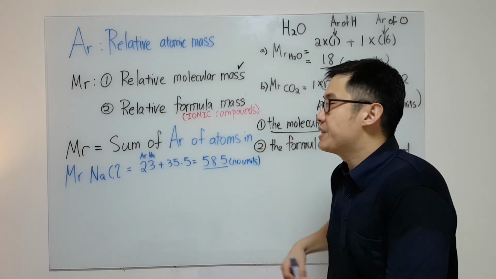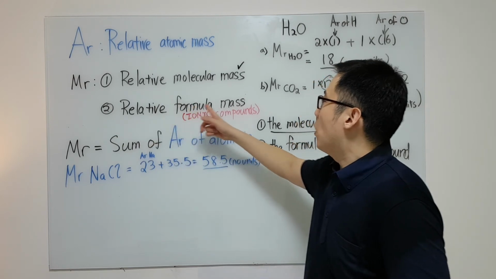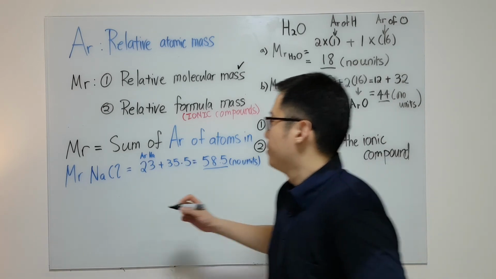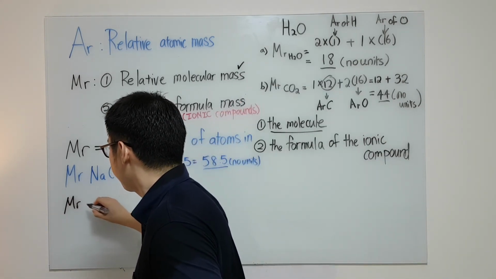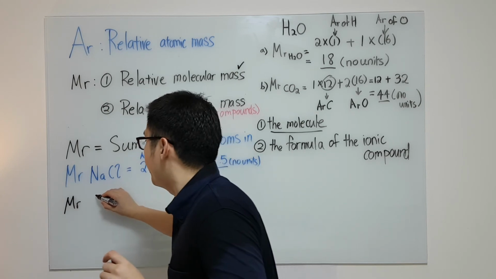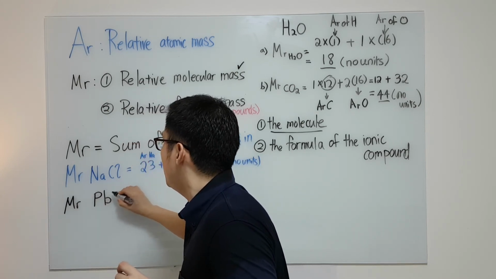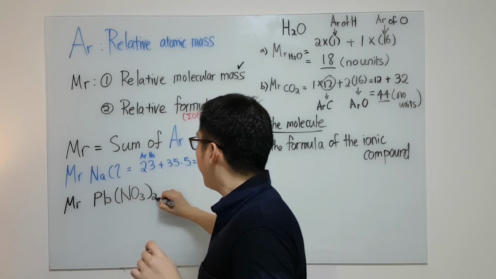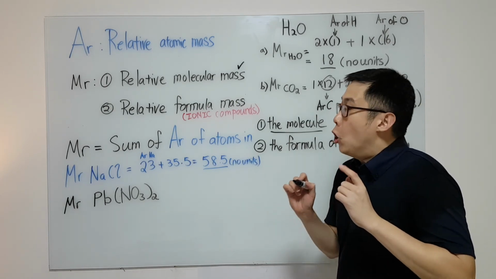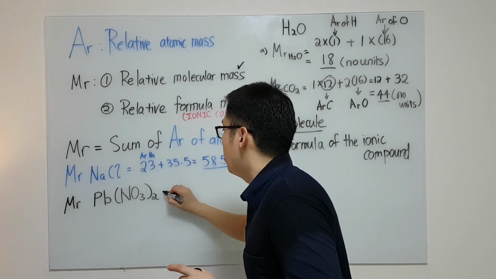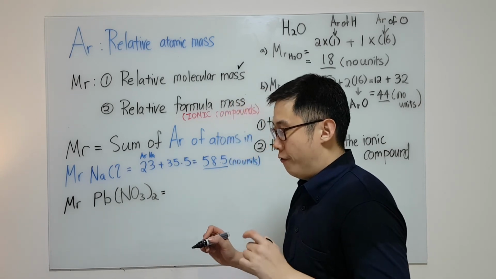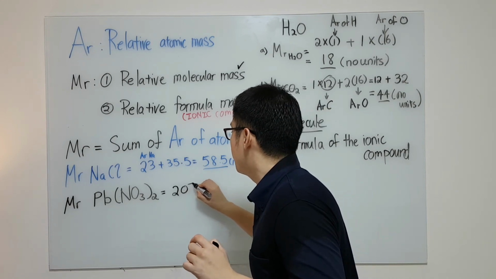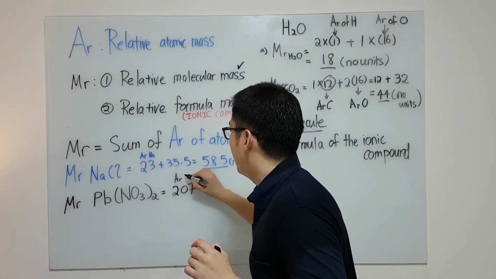Let's consider another example of determining the relative formula mass. Now, consider with me another ionic compound, your lead nitrate. Your lead nitrate has a formula of Pb(NO3)2. Now, in this case, you will have to find the Ar of lead from a periodic table. This is actually 207. This is actually the Ar of lead.